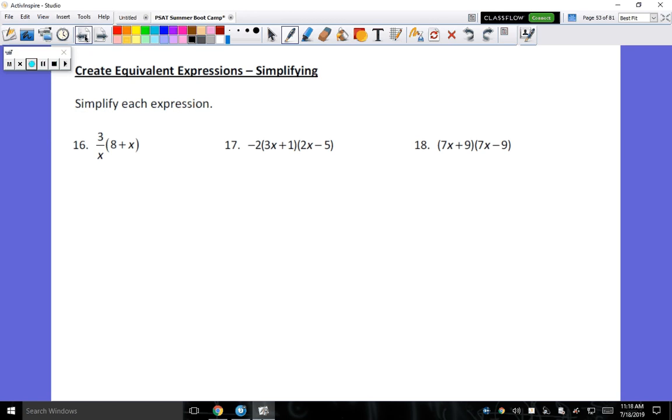Simplify your expression. So I see a distribution going on, and 3 over x times 8 over 1 would give me, anyone? Sorry, what was that question? 3 over x times 8 over 1 would give me what? 24 over x. And now if I distribute the 3 over x to the x, what do I get? 3x over x squared.